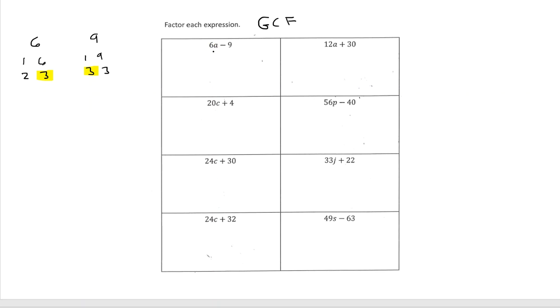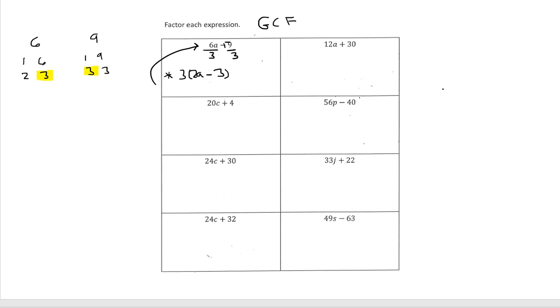So once we've identified our greatest common factor, which is a 3, we're going to put that in front of our parentheses. Then we are going to divide out a 3 from both of these terms. So 6a divided by 3 would be 2a. Now remember, this subtraction becomes adding a negative. So a negative 9 divided by 3 would be a negative 3. This is the factored form of 6a subtract 9.